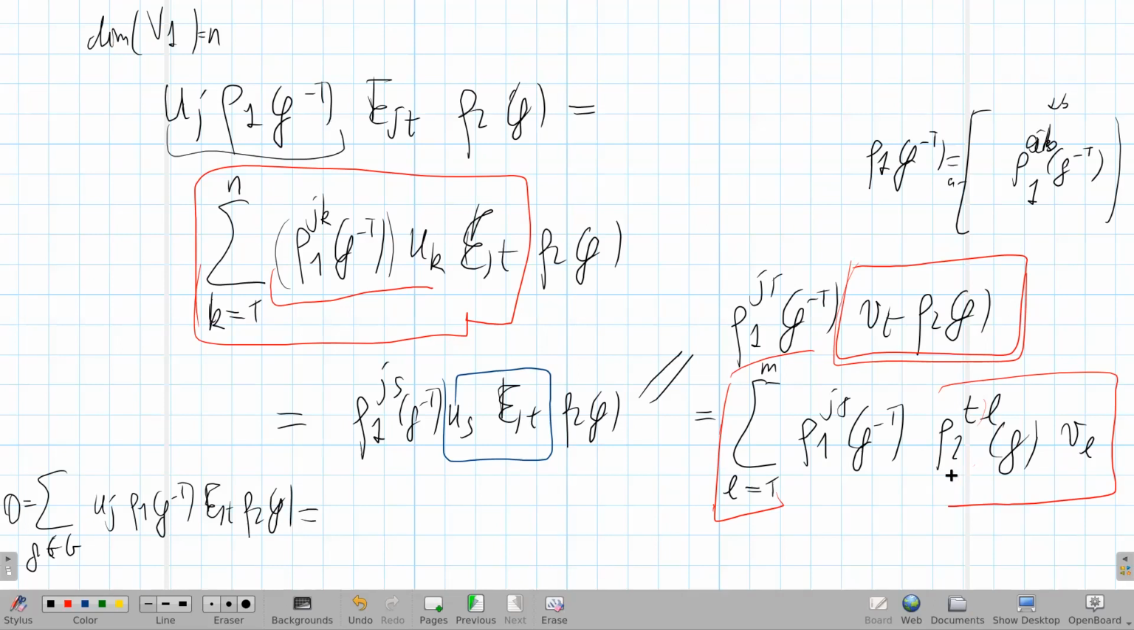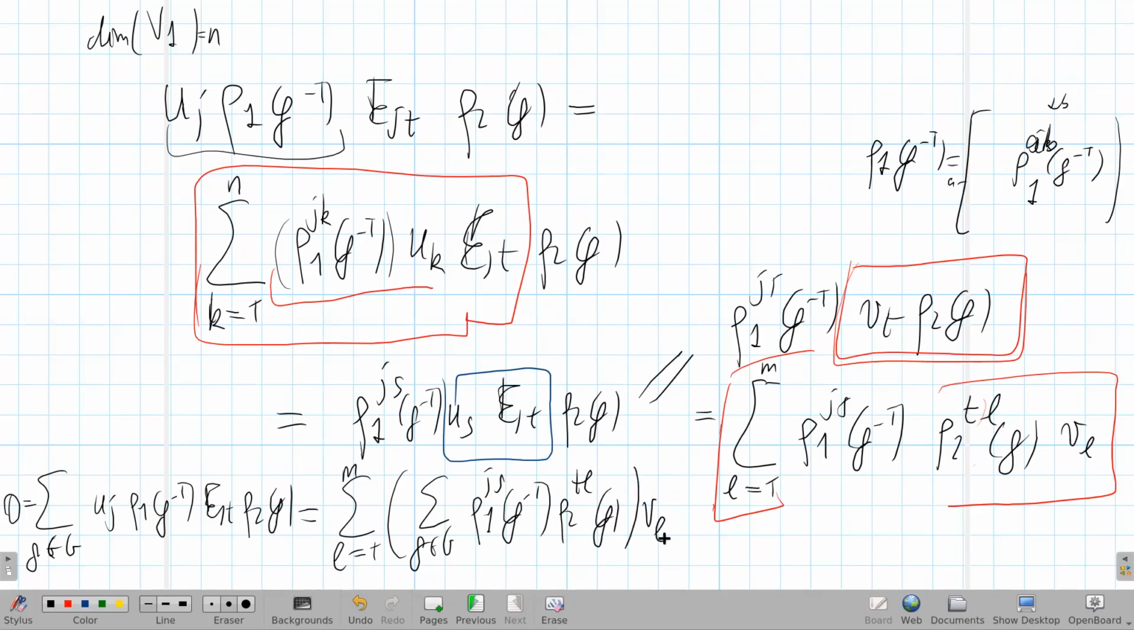So I'll exchange this summation. There is a summation over G, a summation over L. I can safely exchange them. And here I will get the sum over G in G of rho 1 JS of G inverse, rho 2 TL of G, VL. So this was the sum over L. I sum this over G, exchange the two because I can do it safely. And now what's the point?